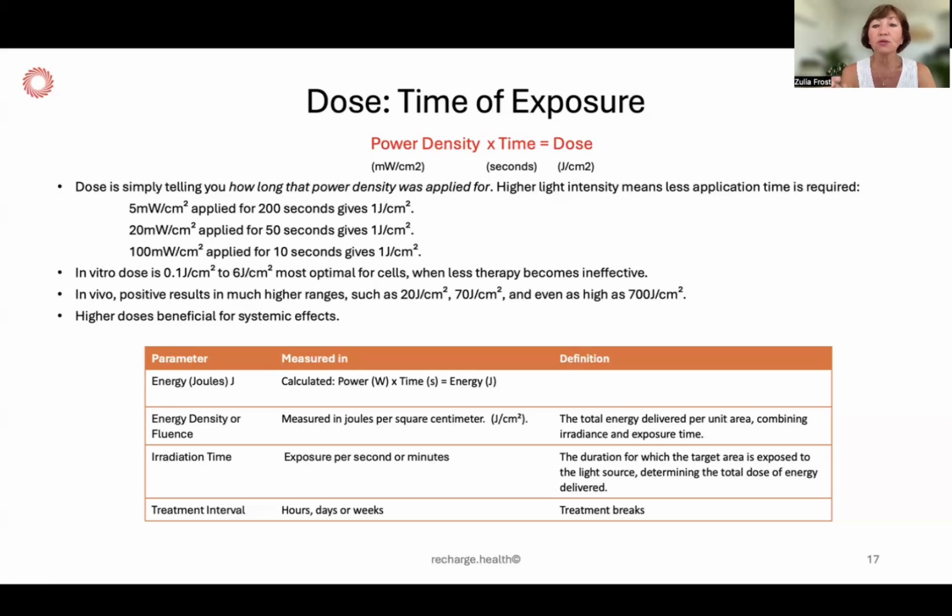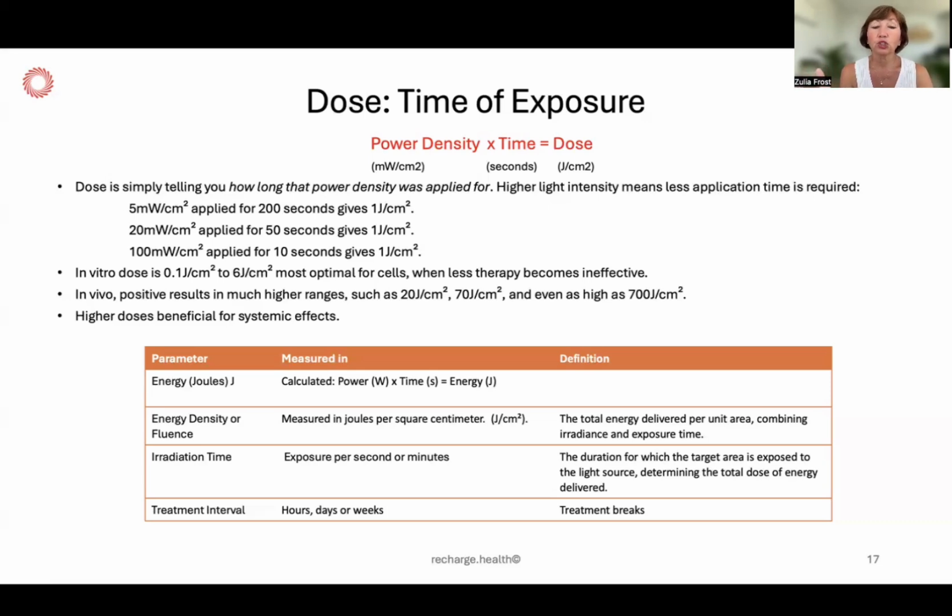Higher light intensity means less application time is required. So for example, I have very weak LEDs or laser diode, 5 milliwatt per centimeter square, and if it's applied for 200 seconds, it can give you 1 joule per centimeter square. But if I choose a slightly more powerful LED, 20 milliwatt per centimeter square, and if I apply it for 50 seconds, less time, it still gives you 1 joule per square centimeter.